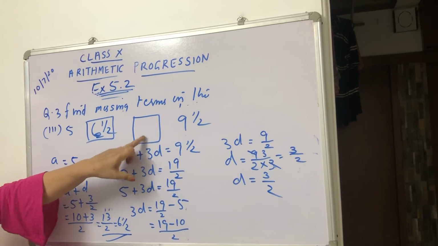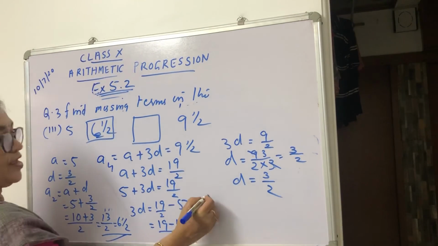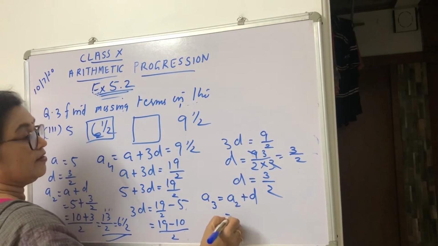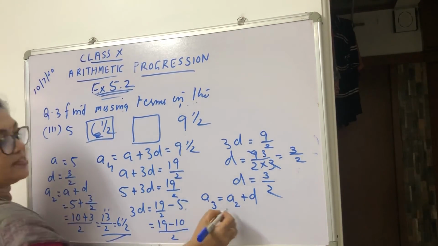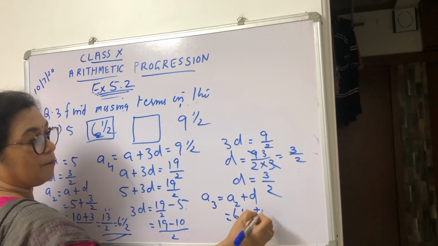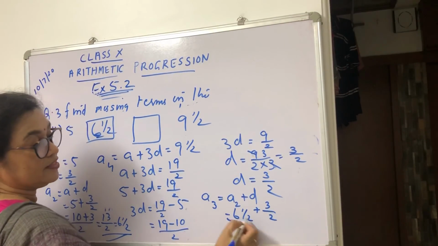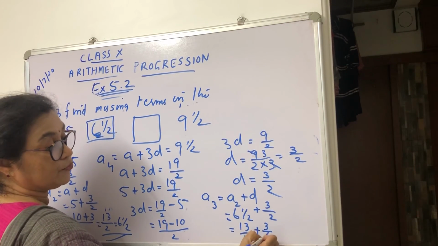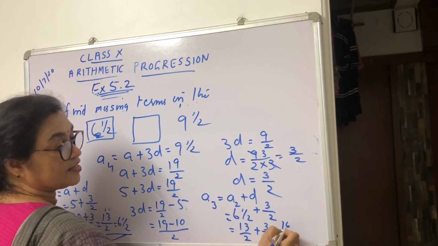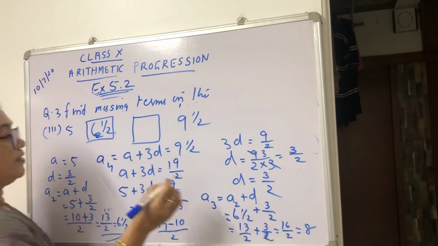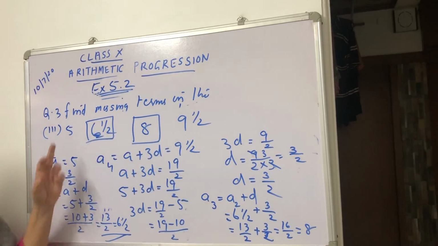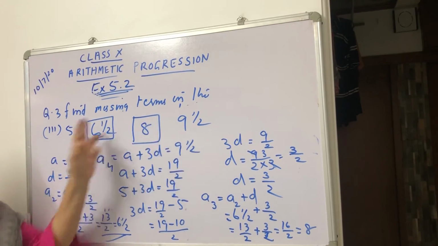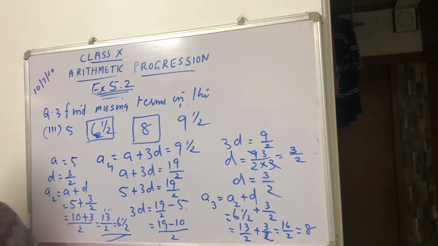Now the third, this is the third term. So A3 you can write as A2 plus D. What is our A2? A2 is 6.5 plus D is 3 by 2. 6.5 is 13 by 2 plus 3 by 2. It is 16 by 2, is 8. So therefore 5, 6.5, 8 and 9.5. This is our AP.